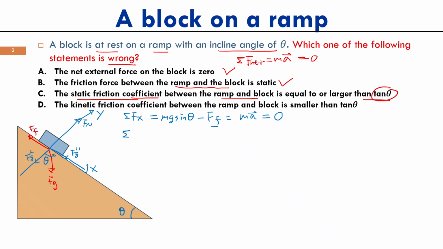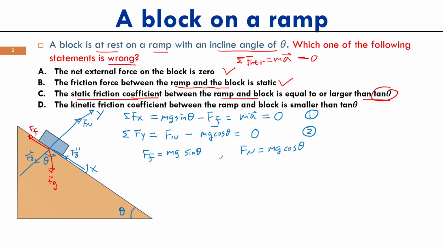Now let's look at the perpendicular direction. Along this direction, we have the normal force, Fn, and the perpendicular component of gravity, minus mg cosine theta, which also equals 0 because the block is at rest. Let me call this equation 1 and this equation 2. From equation 1, my friction force equals mg sine theta. And from equation 2, my normal force equals mg cosine theta.